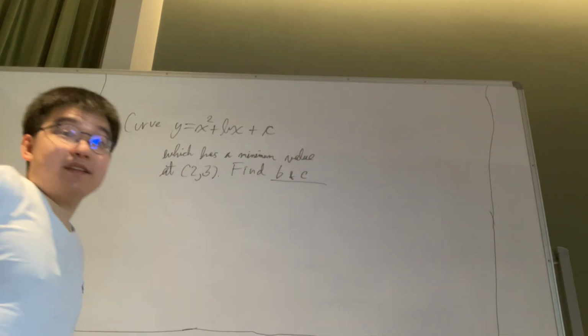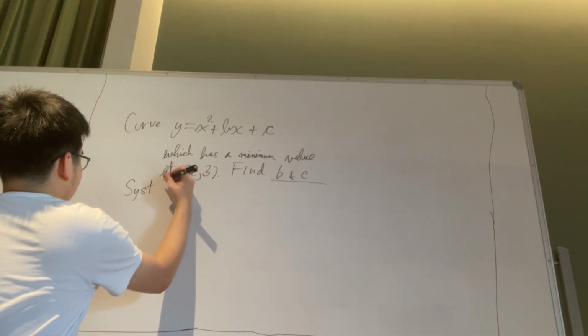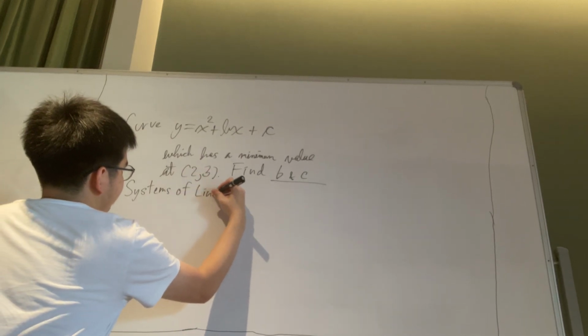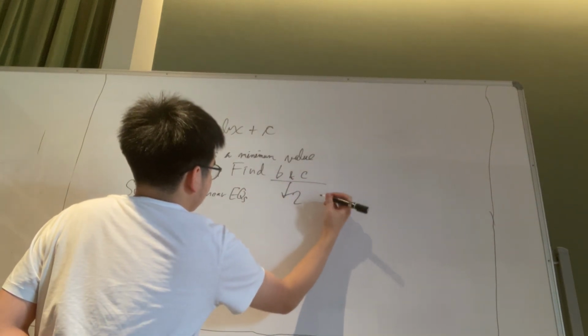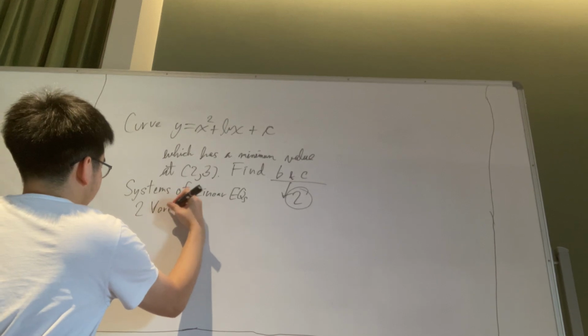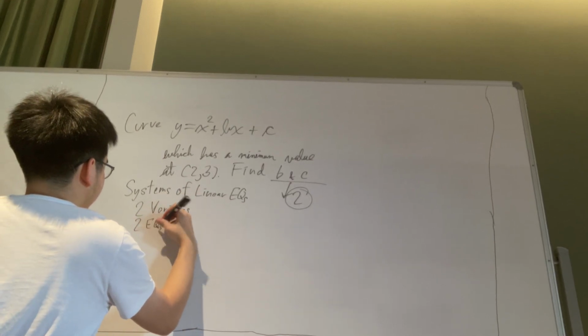Okay, at the end of the day, this is going to boil down into a system of linear equations problem. And since you have two variables here, you'll need two equations. Two variables, two equations. That's the checkbook that you'll need.